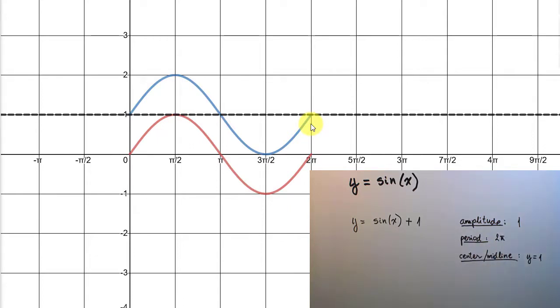So the only difference here is, we have y equals sine of x plus 1, and the only difference with the original function is that we're adding a positive constant 1 to the original function. So now the midline, or the center line, is shifted up, and consequently the entire sine function, that original sine function, is pushed up 1 unit, shifted up 1 unit.